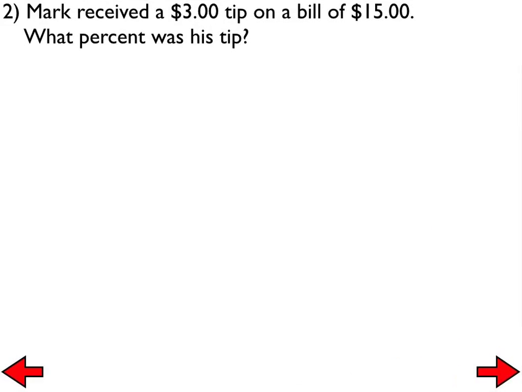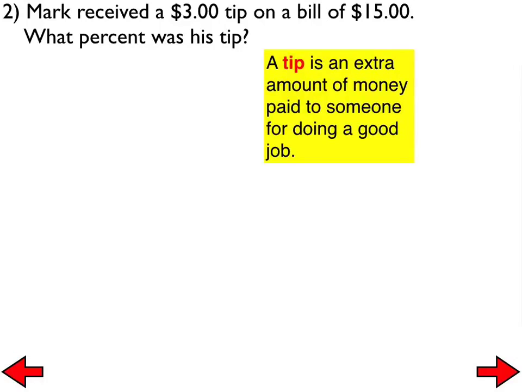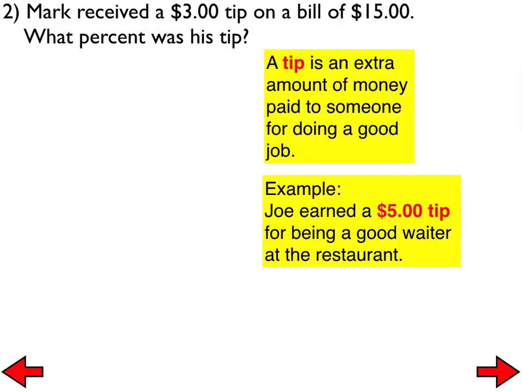Number 2. Mark received a $3 tip on a bill of $15. What percent was his tip? If you don't know what a tip is, please fill in the blank on your notes there. A tip is the extra amount of money that you pay somebody for doing a good job. So for example, let's say Joe is a waiter. He earns $5 tip for being a good waiter at his restaurant.